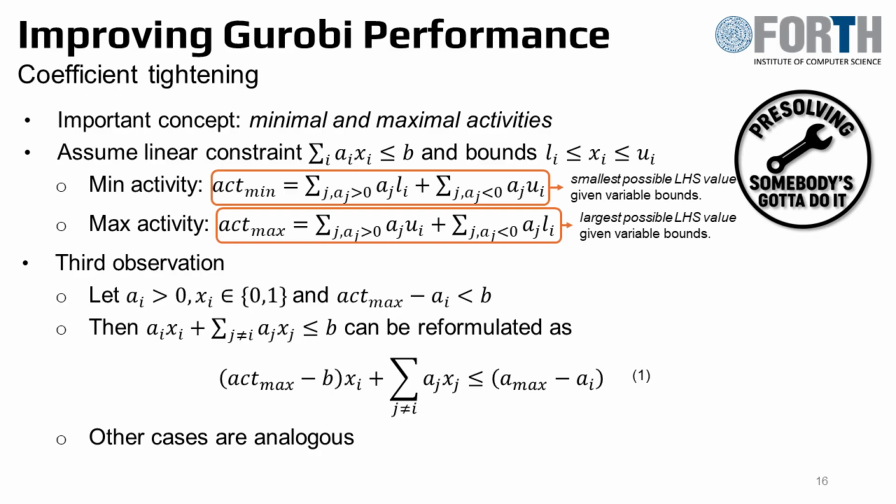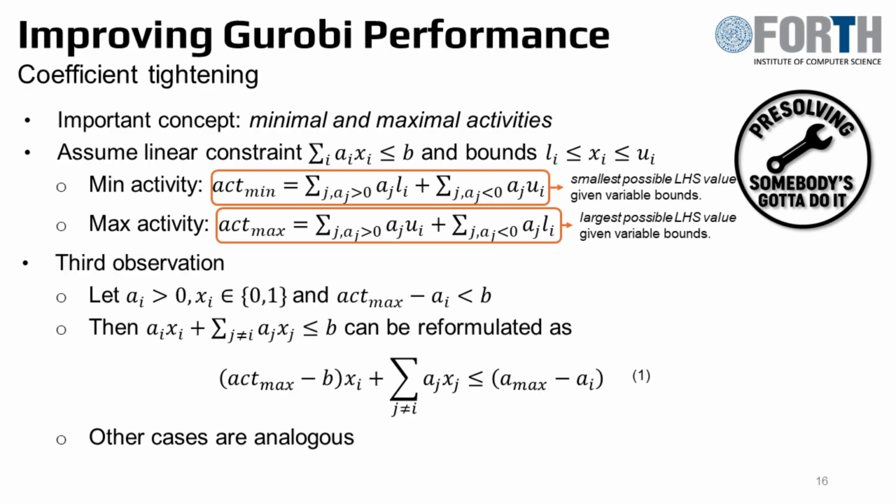Assume that a coefficient is positive, the corresponding variable is binary, and the maximal activity of the constraint minus that coefficient is still less than the right-hand side b. In such a case, the constraint can be reformulated with a tighter coefficient as shown in equation 1. Let us interpret this conceptually.